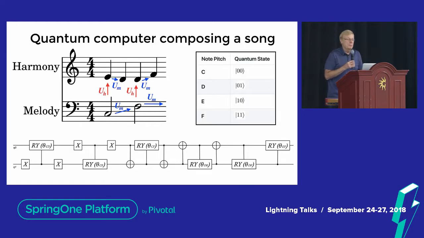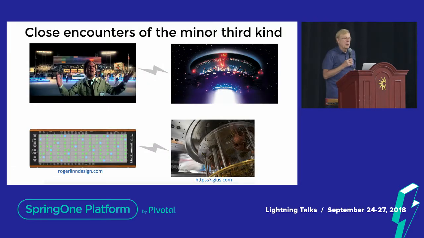So composing a song then, we start out with a melody, and that's a C there on the lower melody. And then we run it through quantum gates, both melodically in the blue there, the U of M, and then also harmonically. And all of this kind of reminded me of Close Encounters of the Third Kind. It's an old movie from the 70s where you're playing music with a quantum computer, which kind of looks like that old spaceship.